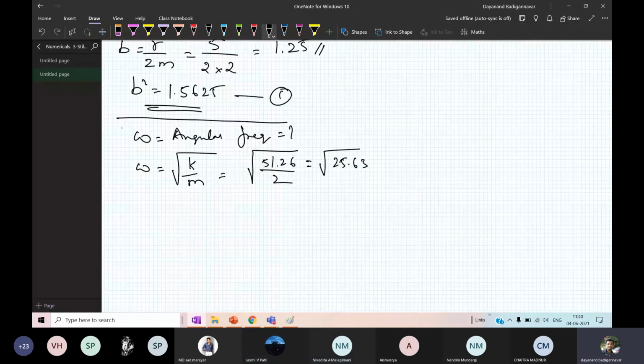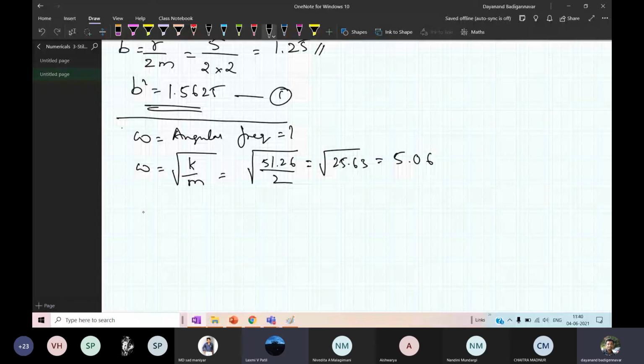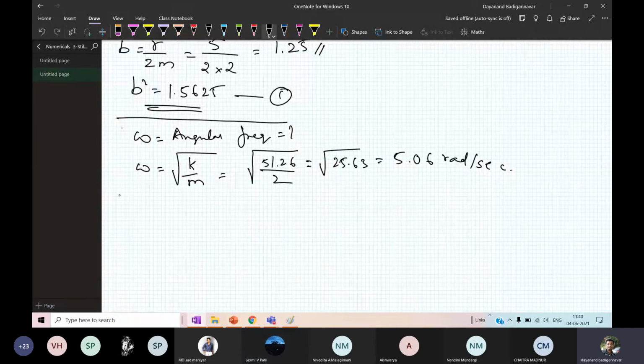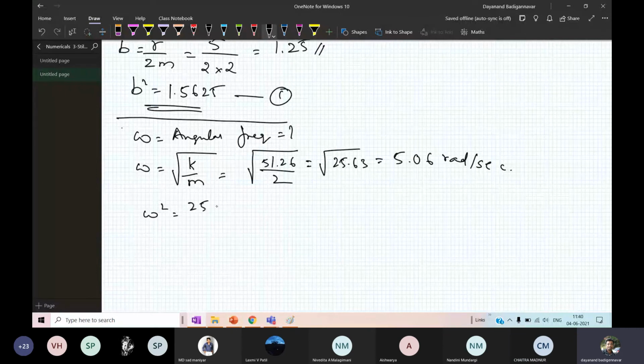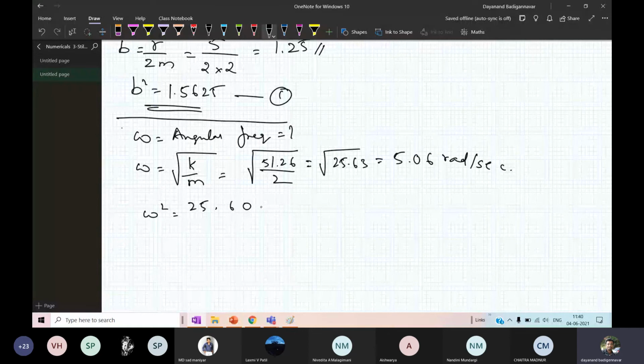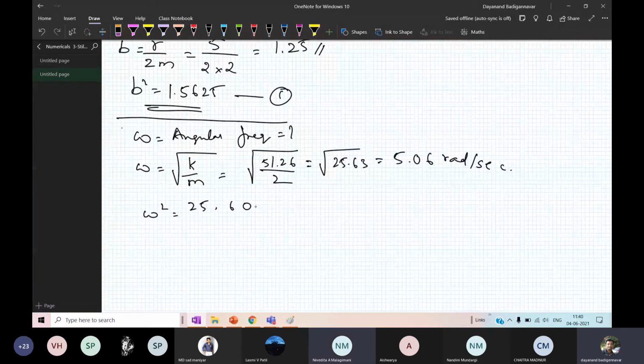Who is the person who's going to give the answer? Sir, 5.06. 5.06 whole square gives you 25.6. Sorry, omega square gives you 25.60. So this is 2.